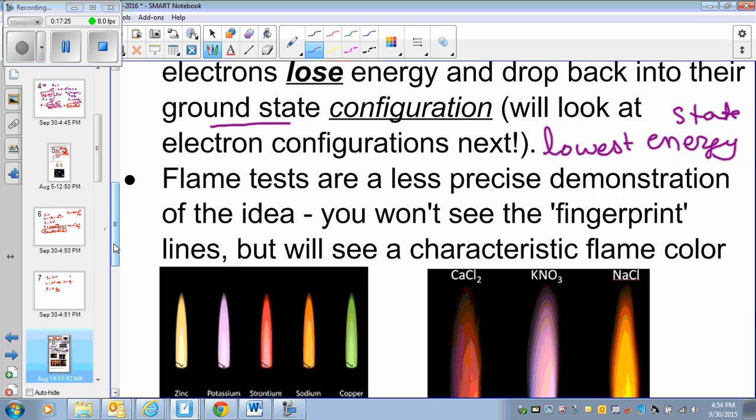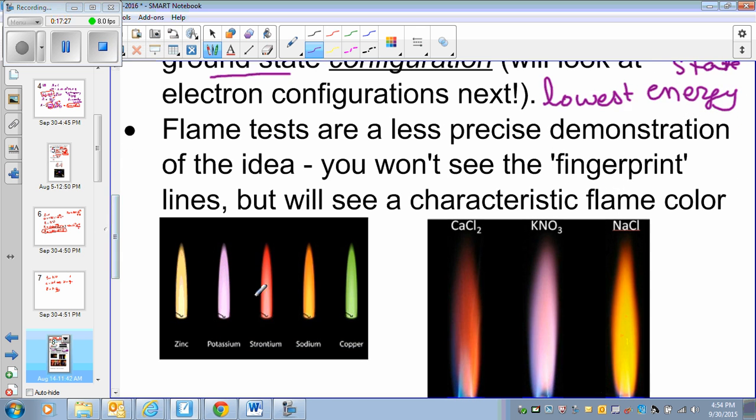So we can do this lab sometime in the class, where we take different elements and put them on the flame, and we see defined colors. Calcium gives you a reddish color, potassium gives you a purple color, sodium gives you a golden color. So we can identify the elements by the particular color they give us. We call it a flame test.